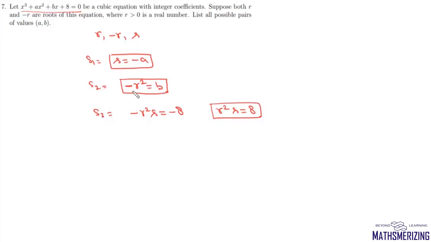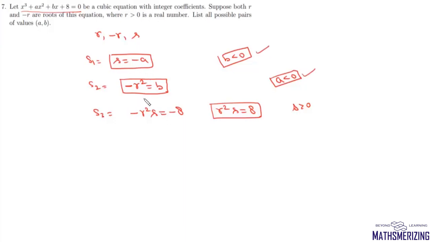Now b is minus of some perfect square. So from here we can say this b is actually less than 0. Now r square into s is equal to 8, so it means this s is greater than 0. And if s is greater than 0, a is minus s. It clearly means that a is also less than 0. So from here we'll get this condition as a should be negative and b should be negative.